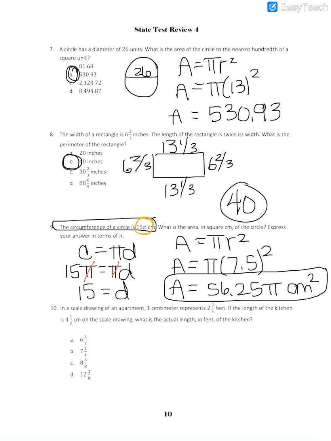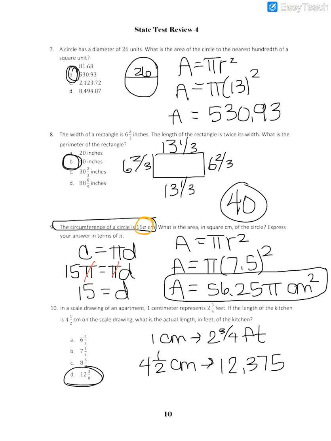All right, number 10, in a scale drawing of an apartment, 1 centimeter represents 2 3/4 feet. That's my scale factor. I know that's going to be important. If the length of the kitchen is 4.5 centimeters, what is the actual length of the kitchen? So we just want to multiply the 4.5 by the 2 3/4. It gives me 12.375, which is letter D. I think I already did that problem.